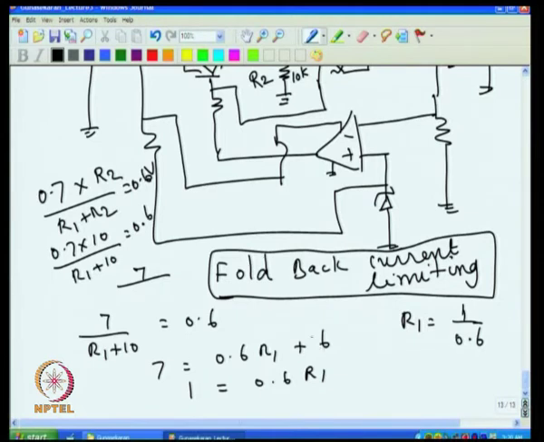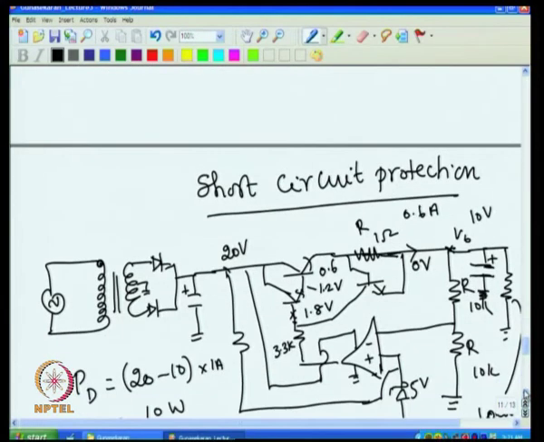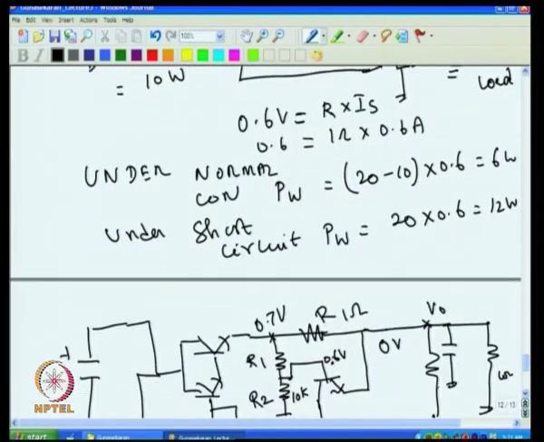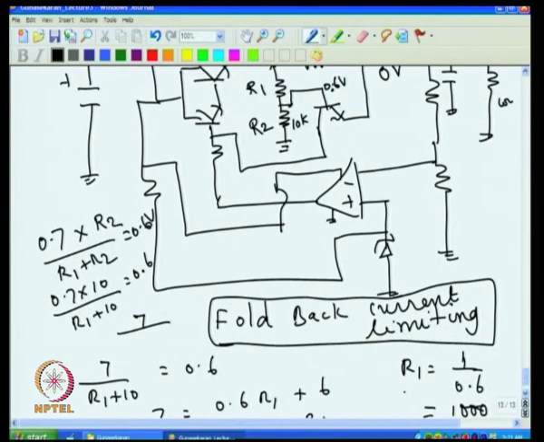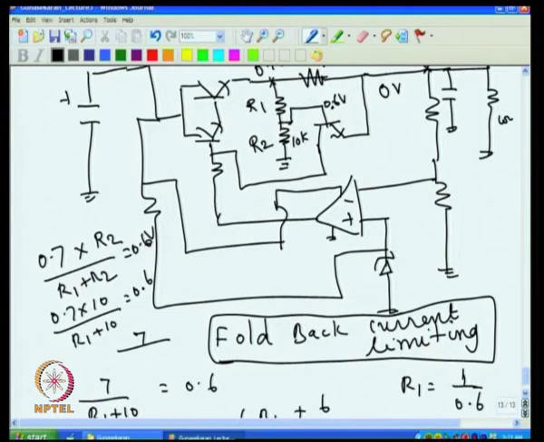So, 0.6 R1. R1 will be 1 by 0.6, that will be 1000 divided by, if I take in ohms, if I multiply by kilo ohms, that becomes 1000, and that becomes 600. So, that actually gives you roughly 0.5K. So, R1 actually comes out to be around 0.5. We find that if I put 10K here, then R1 comes to be around 0.5 kilo ohm at this point.